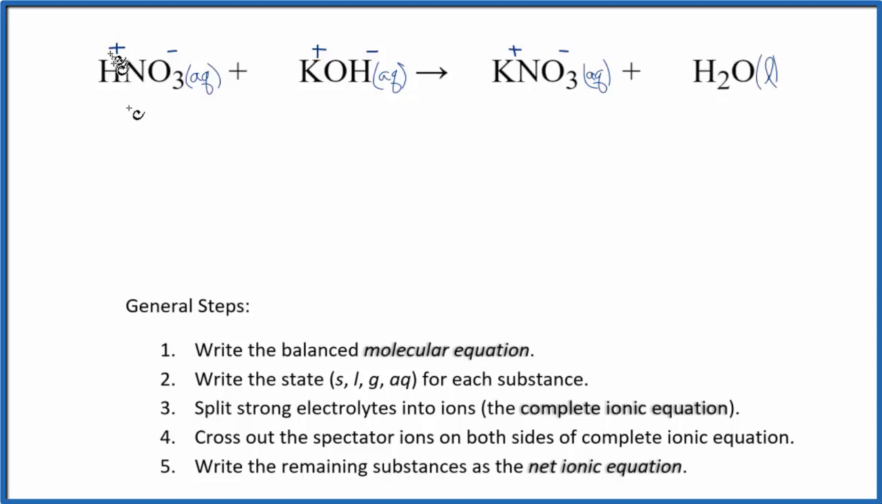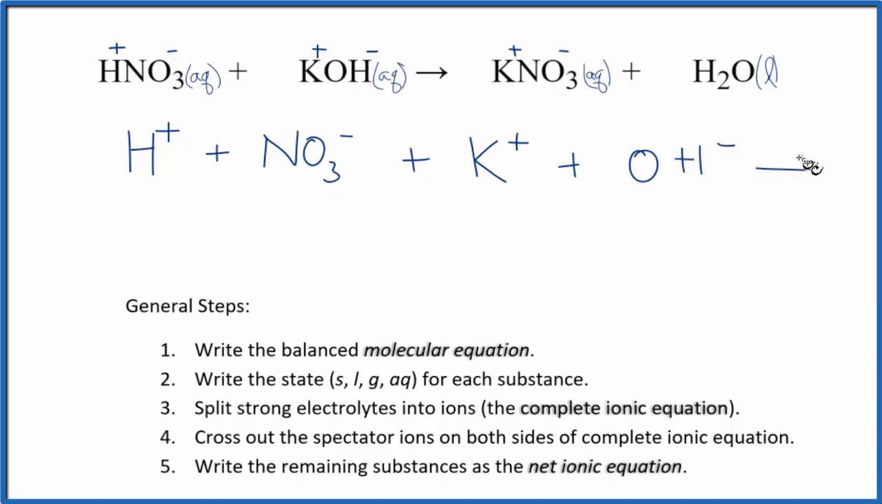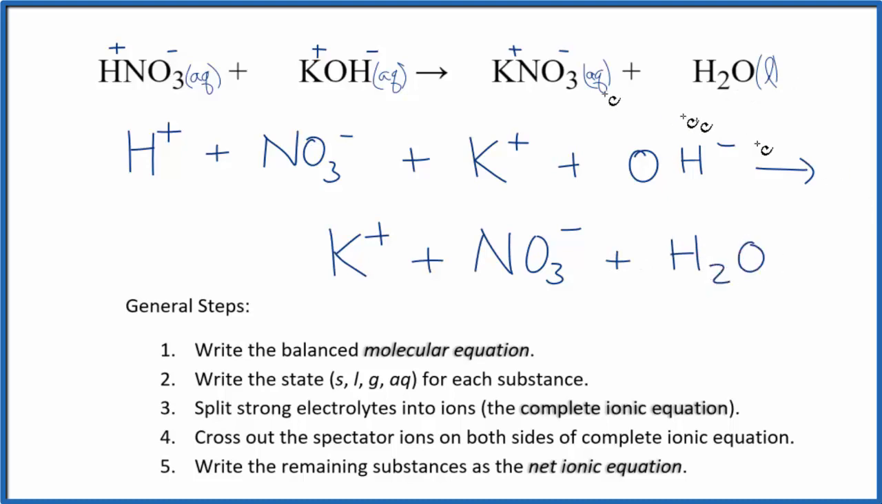So to write this out, we'll write H plus, and I'm not going to write aqueous each time. Let's do that at the end. Plus the nitrate ion, NO3 minus, then we have our potassium ion, K plus, and the hydroxide ion, OH minus. So these are the reactants here. Now for the products, we'll do the K plus, and then the nitrate ion, NO3 minus. And for water, we're not going to split that apart. So that's going to stay together, H2O. So this is the total or complete ionic equation.